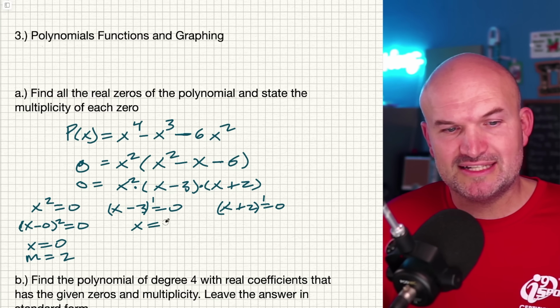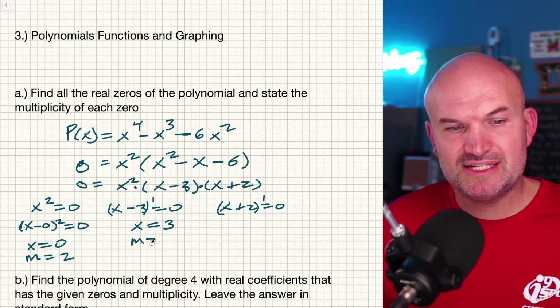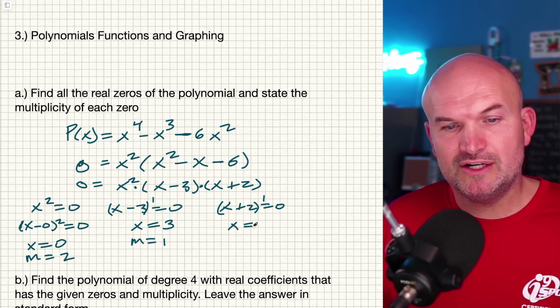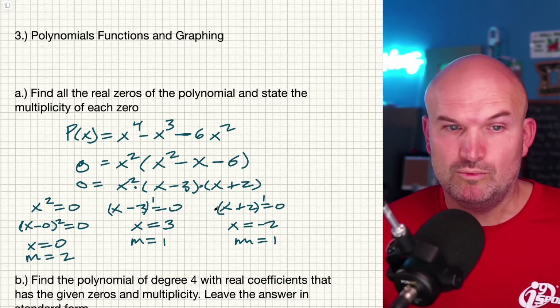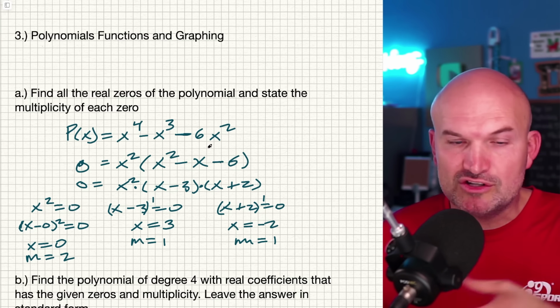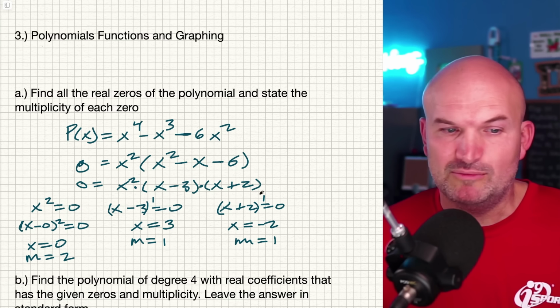Over here, you have x is equal to 3, but the multiplicity is equal to 1. And over here, you have x equals negative 2, but the multiplicity is also equal to 1. So that's how you identify the zeros by factoring, as well as identify the multiplicity.